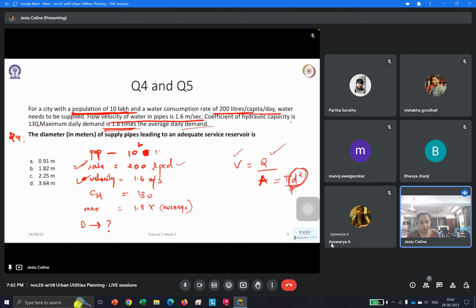So our first task will be to find Q. What is Q? Because we do not know what Q is. Since it's given the maximum daily demand is 1.8 times the average demand, we need to find that first. So Q max will now be 1.8 times the average demand, which is into 200, which will be in LPCD. Now it won't be LPCD anymore, per capita, because it is per day. For one day, what will be the maximum demand?